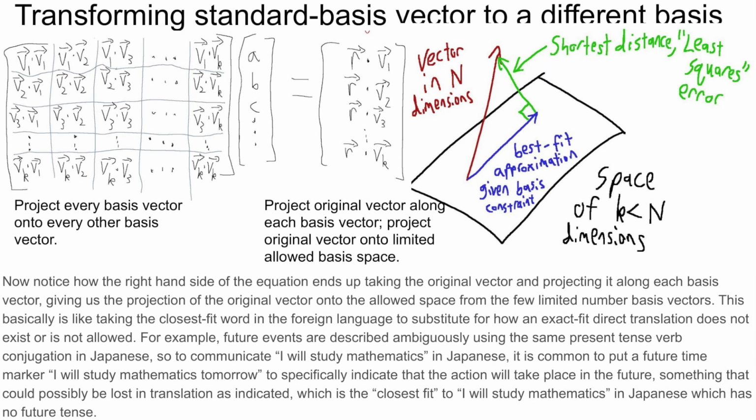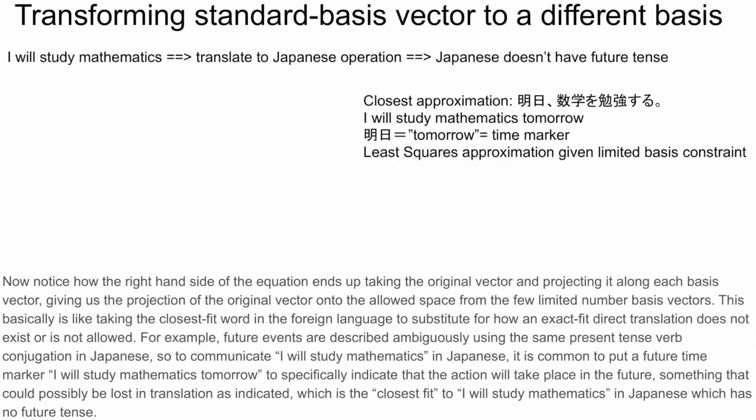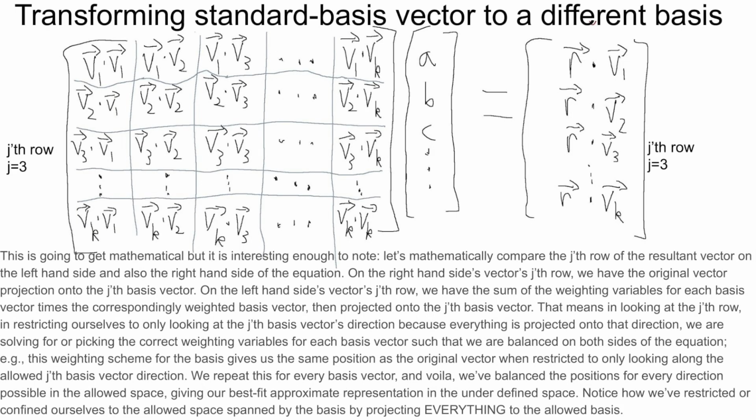For example, future events are described ambiguously using the same present tense verb conjugation in Japanese, so to communicate "I will study mathematics" in Japanese, it is common to put a future time marker, such as "I will study mathematics tomorrow," to specifically indicate that the action will take place in the future, something that could possibly be lost in translation as indicated, which is the closest fit to "I will study mathematics" in Japanese, which has no future tense. This is going to get mathematical, but it is interesting enough to note.